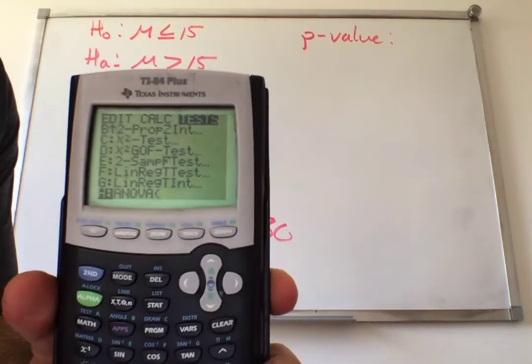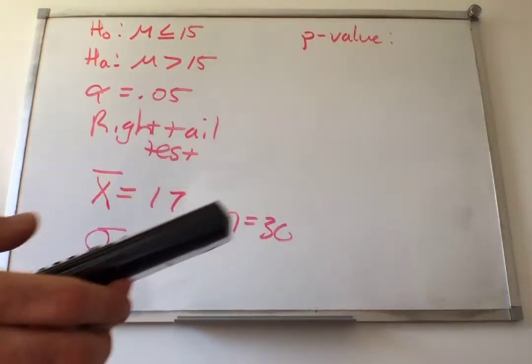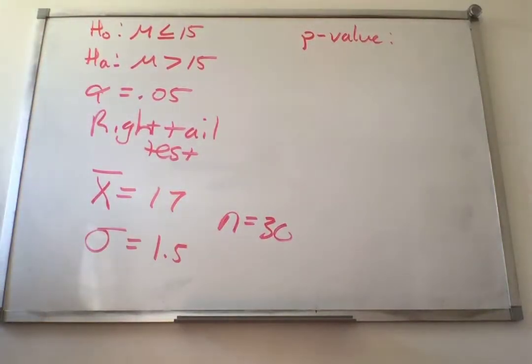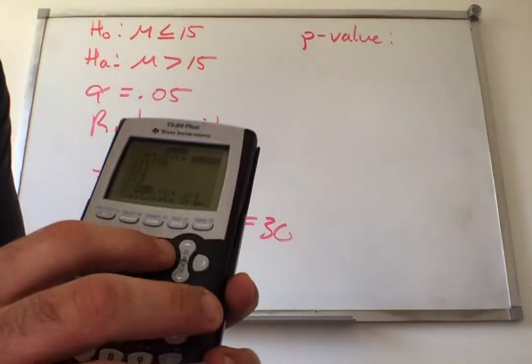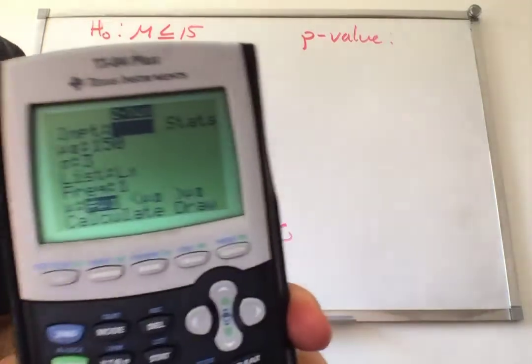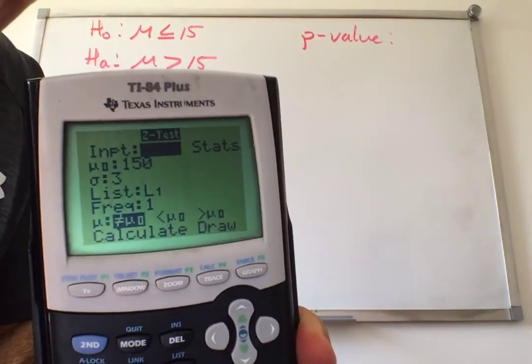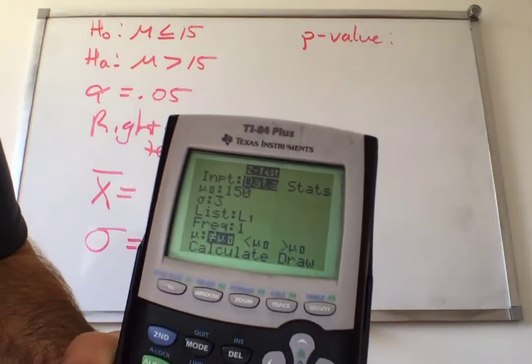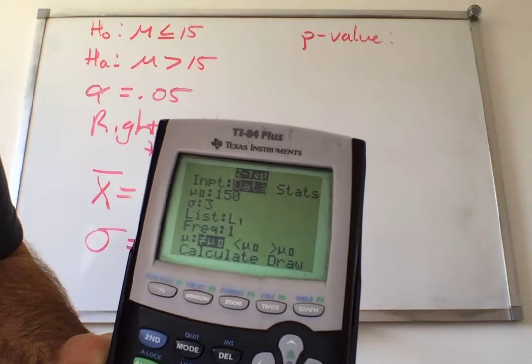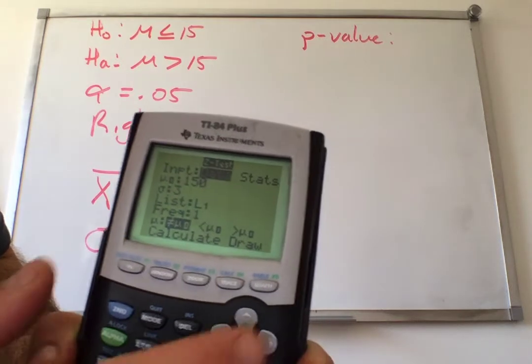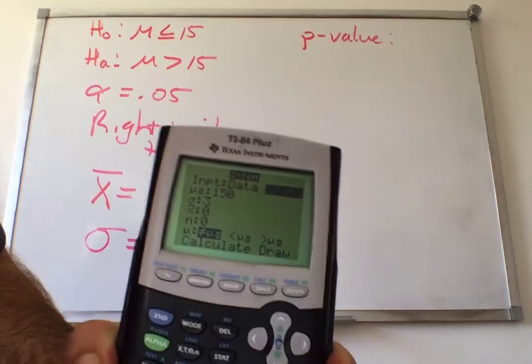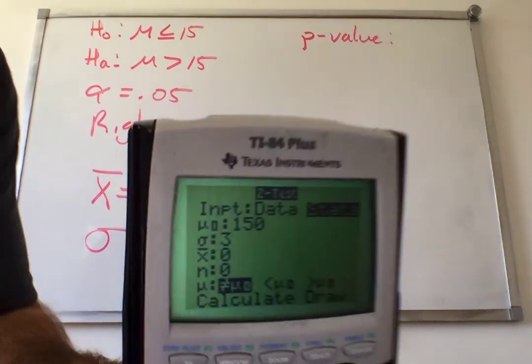So now all these are pretty much the same. It's all the same idea. The only difference is what kind of data do you have, so what type of test are you doing? I go to z-test. Now, you could put in raw data, and it asks you for what list the data is in, what is the population standard deviation, and so forth. But we're gonna go to statistics. We know what the statistics are.